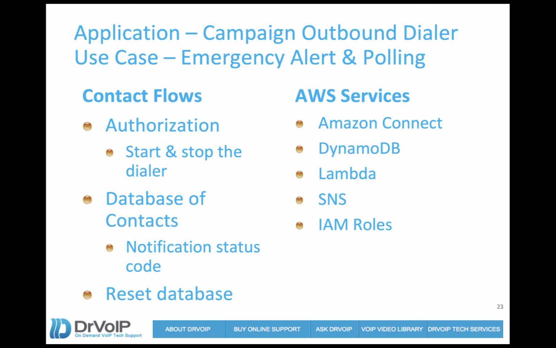The outbound dialer in both situations is going to use some interesting external resources. So for the contact flows, we have to have a contact flow to start and stop the dialer. We're going to have one that is going to be responsible for updating the notification database, and then again resetting the database, clearing all of the status codes.